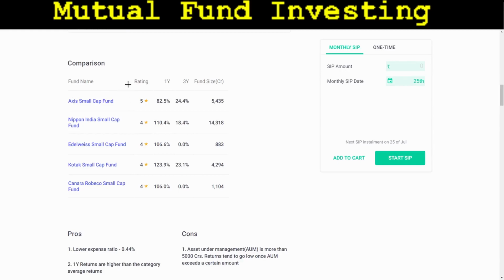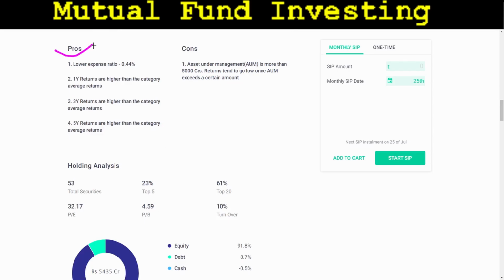Going further below, we can see the comparison of the fund with its peers. Listed out are the fund name, the rating by CRISIL, 1-year return, 3-year return, and then the fund size of peers. They have also listed the pros and the cons.